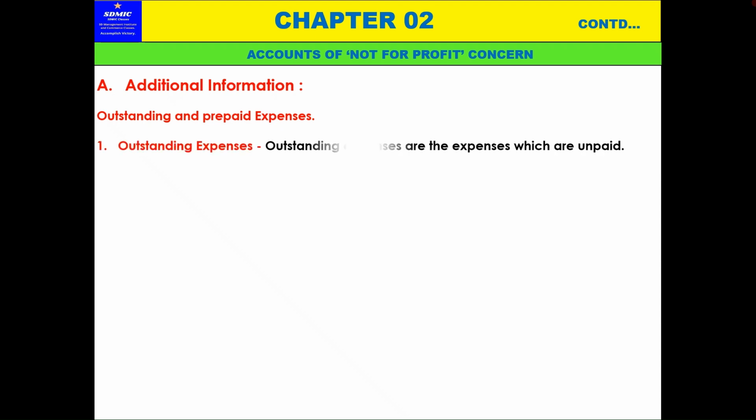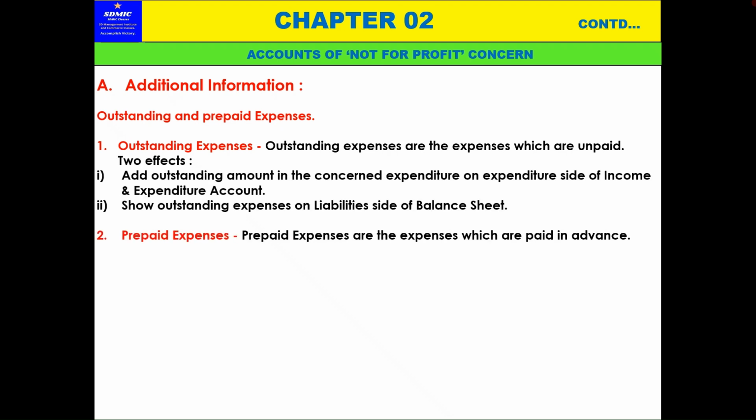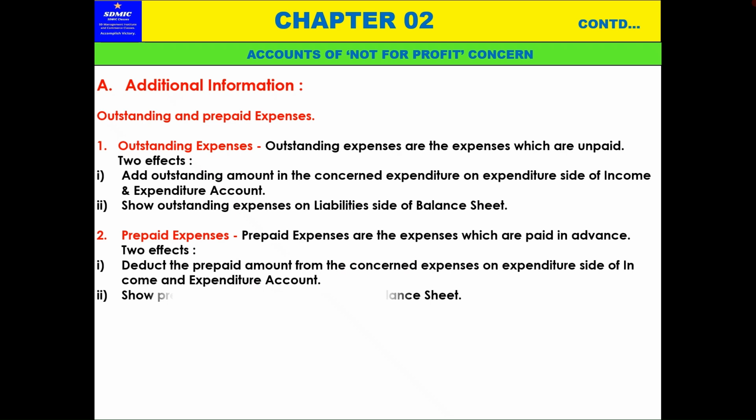So outstanding expenses and prepaid expenses, you can just compare that. That means outstanding expenses, 2 effects were already given, and prepaid expenses, that also you have seen. That is just to compare, not to make you understand that it is there in a profit making organization and partnership concern, it is already given. So the same effects are given, the effects are the same, entries are the same.